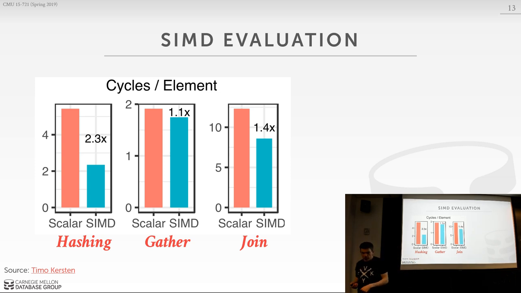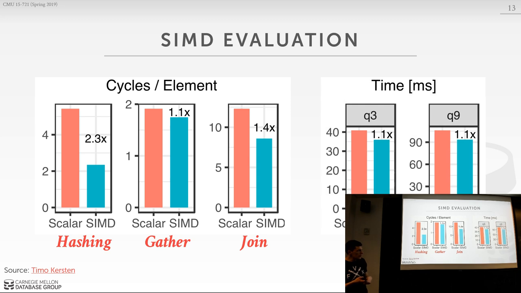The problem now is that if you put it into the full query, you don't get that big of a speedup. Q3 and Q9 are the joins, and in this case the performance benefit you get is marginal at best. Again, this just corroborates what we said before: once you exceed your CPU cache, it's the memory stalls that kill you, and vectorization doesn't help.